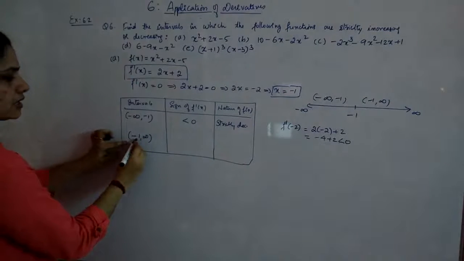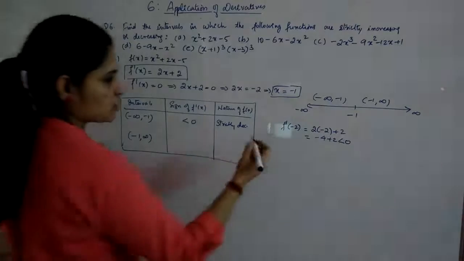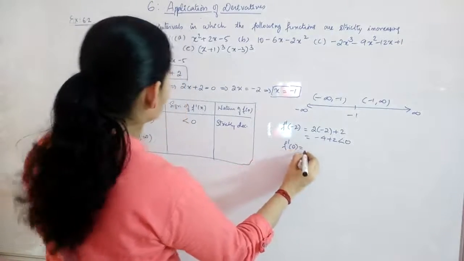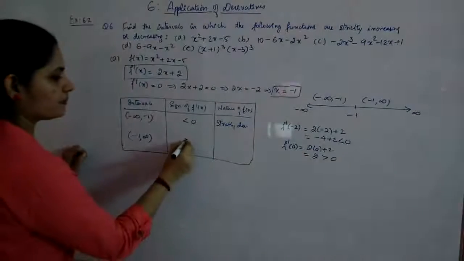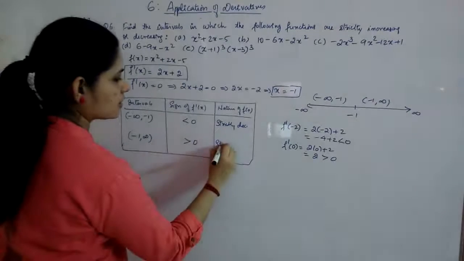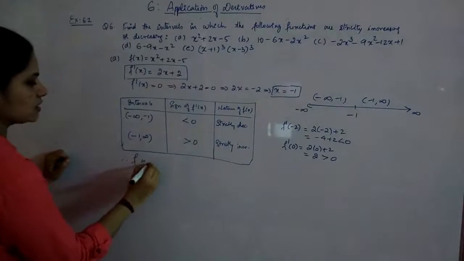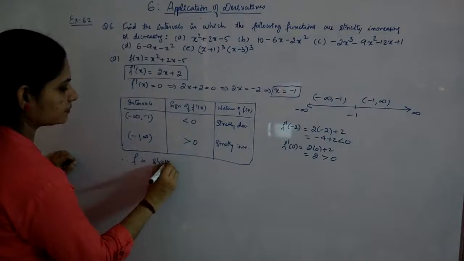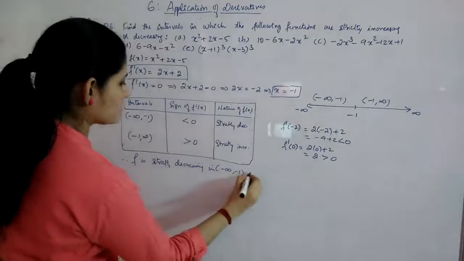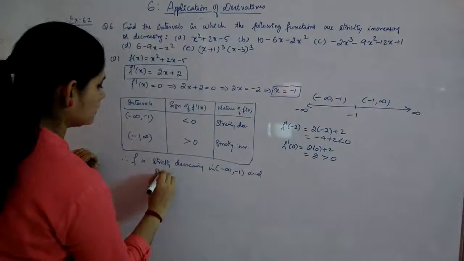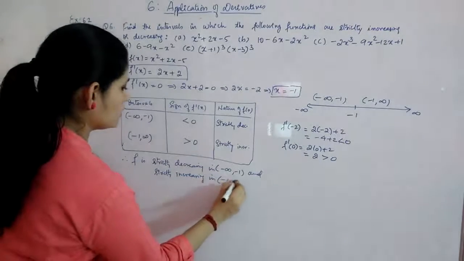Now we consider the second interval, which is minus 1 to infinity. Take any value in between minus 1 and infinity. Suppose we are checking it at 0. So f dash of 0 will be 2 into 0 plus 2, which is positive, greater than 0. So you can say that it is strictly increasing in this interval. Therefore, the function is strictly decreasing in the interval minus infinity to minus 1 and strictly increasing in the interval minus 1 to infinity.